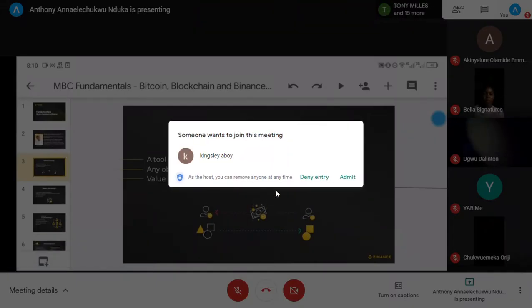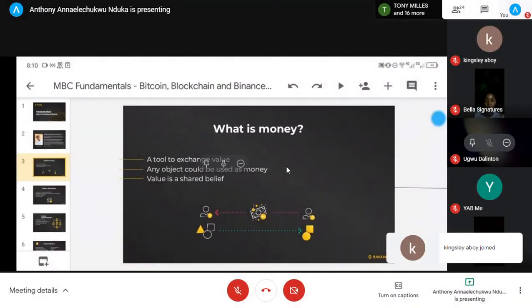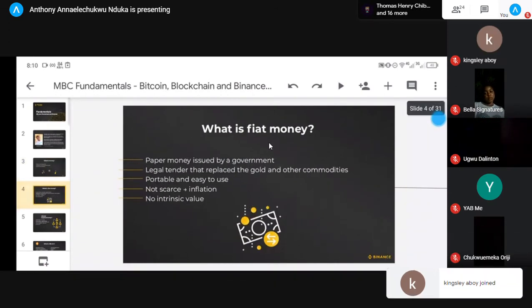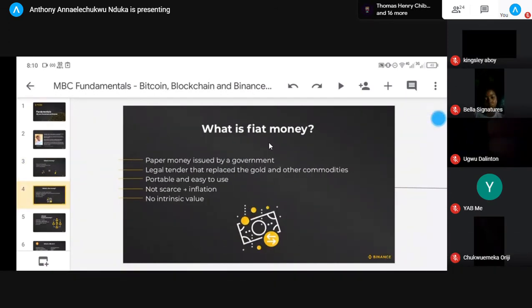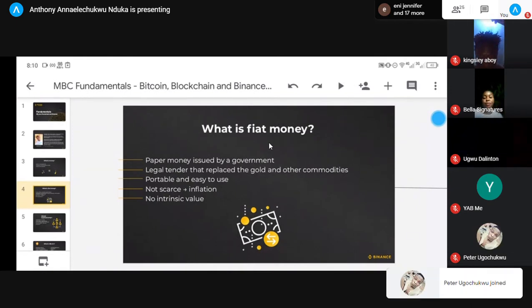Now we'll go ahead with the session. Some persons have asked me what is fiat. What is fiat? Now here we have it. So what is fiat money? I'm going to read this out, then explain to you what they mean one by one.